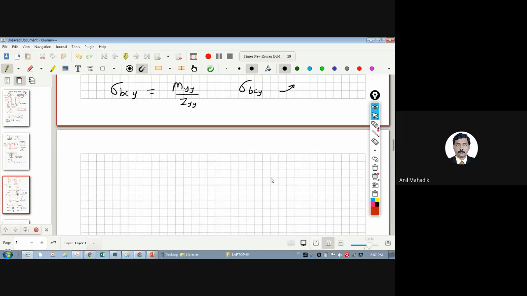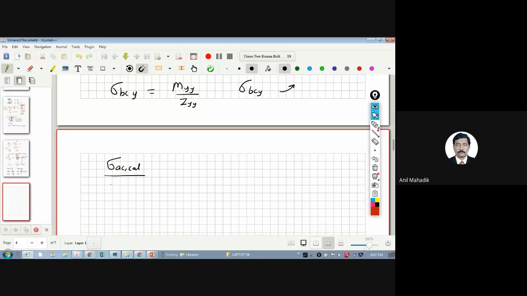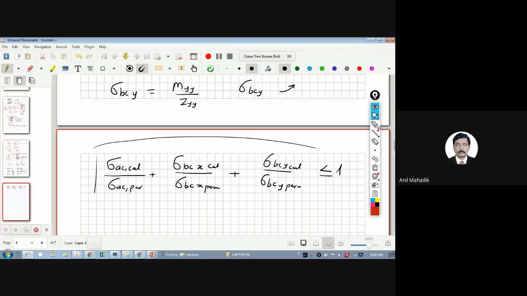And finally, we have the interaction ratio: sigma AC cal divided by sigma AC permissible, plus sigma BCX cal divided by sigma BCX permissible, plus sigma BCY cal, where cal means calculated, divided by sigma BCY permissible, should be less than or equal to 1. Got this? Yes, sir. If this is satisfied, then your design is okay.